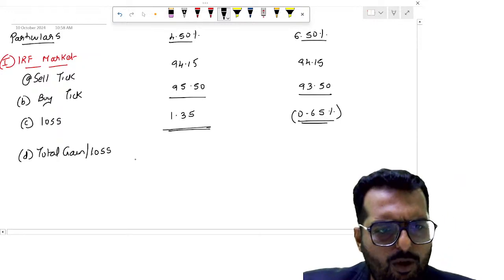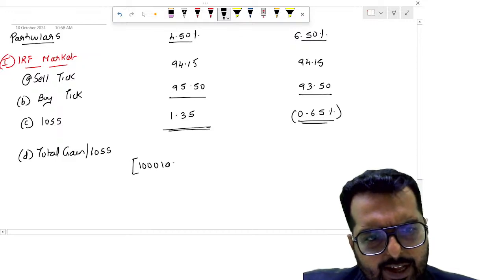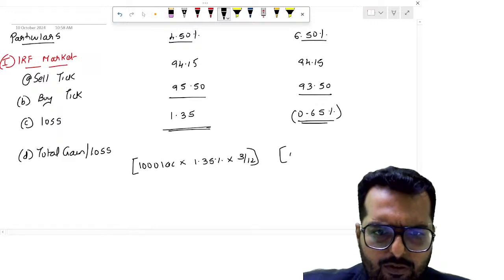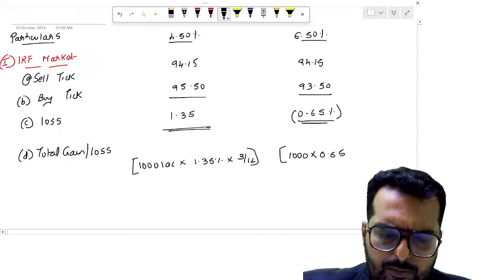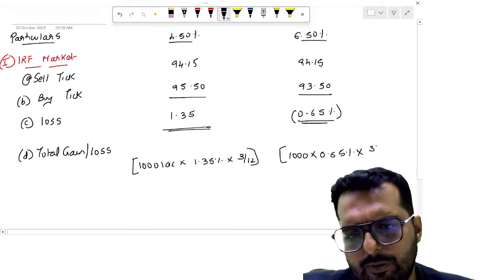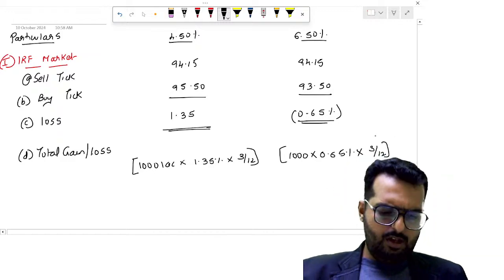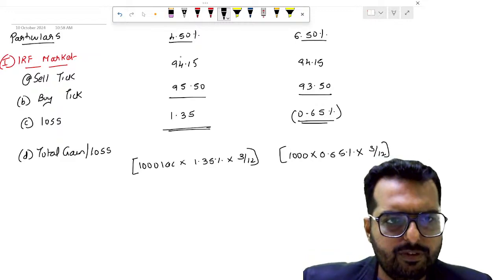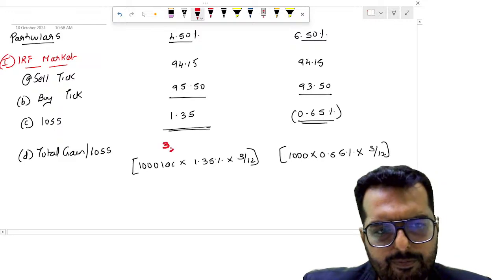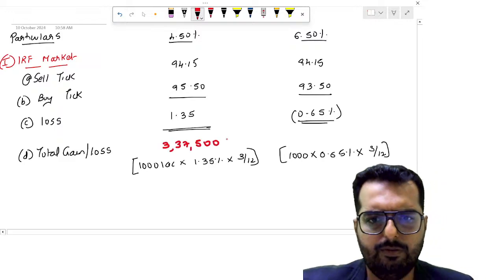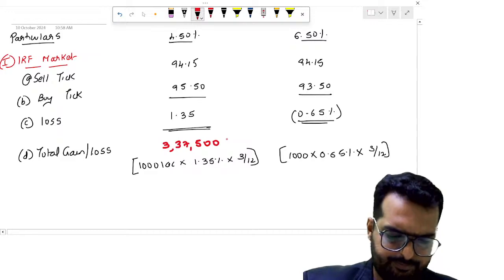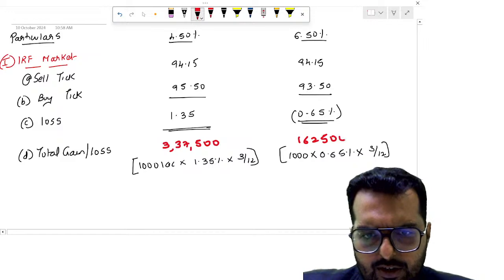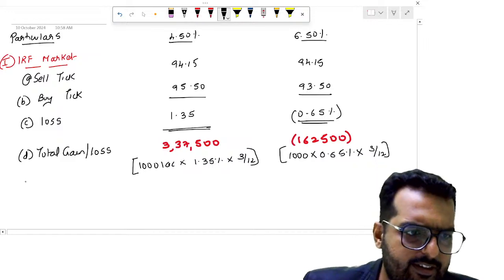The formula over here would be 1000 lakhs into 1.35% into 3 by 12 for 3 months, and 1000 lakhs into 0.65% into 3 by 12. So 1000 into 1.35 into 3 divided by 12 will be 3,37,500. And what about the other one? 1,62,500.